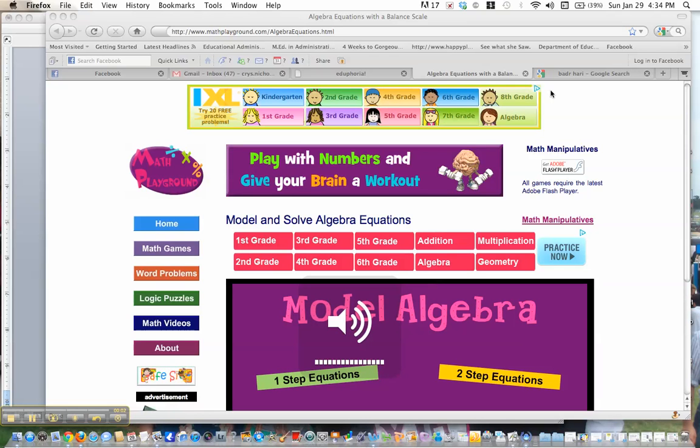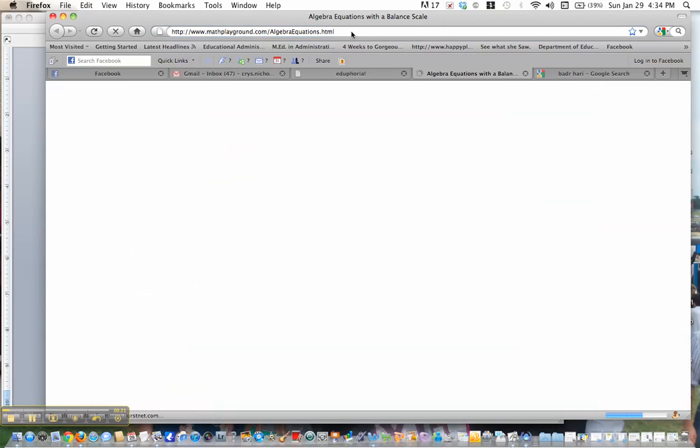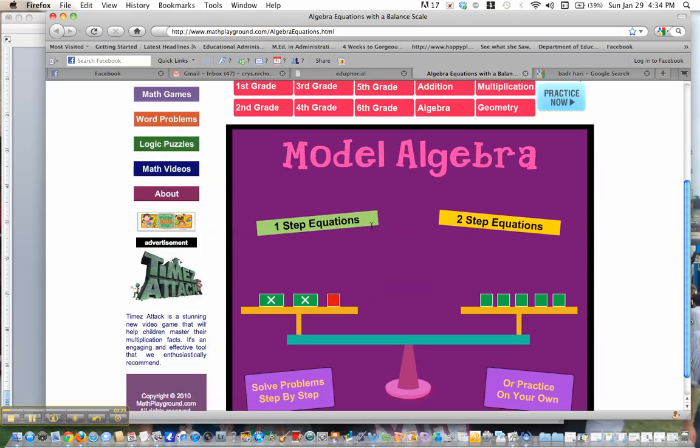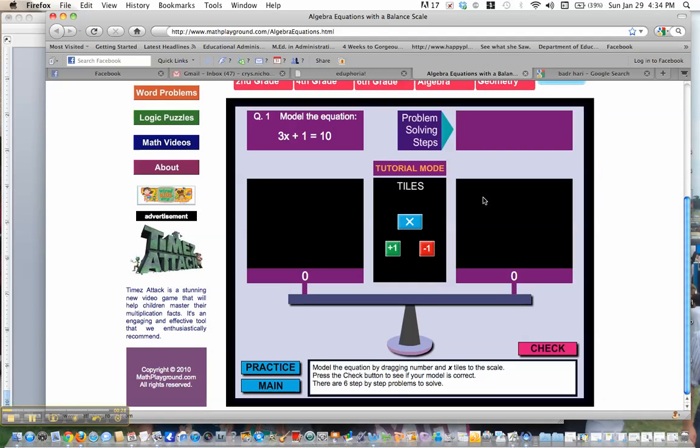Hey guys, today we're going to start talking about algebra. You're going to actually go to this website that we're on right now on your own. It is listed on your things that are listed on Edmodo. So you're going to go to this website, and when you come to this website, if I restart this, it's going to show up like this. You get to the model algebra, you click on two-step equations, and an equation is going to show up here that you have to model.